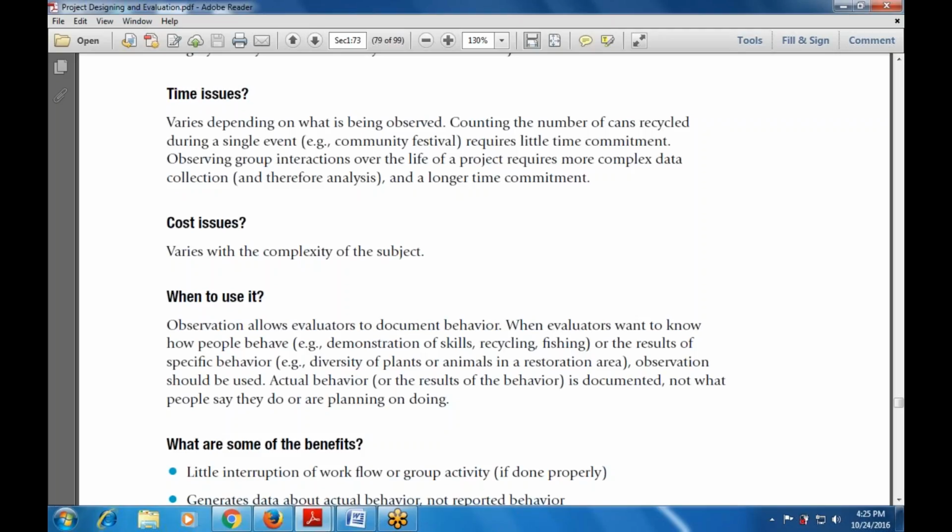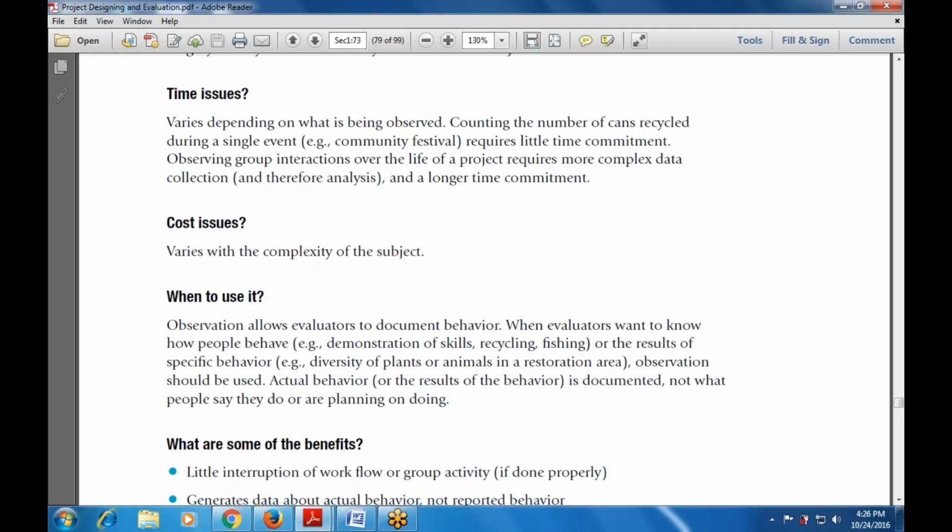So observation allows the evaluators to document behavior. In those cases, whenever we have to evaluate something or observe specific behavior, observation should be used. The actual behavior, or the result of the behavior, is documented, not what people say, but what they do or are planning on doing.